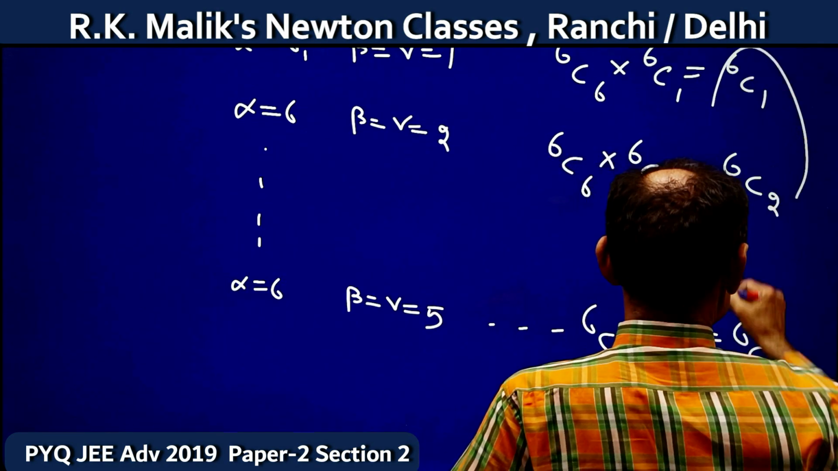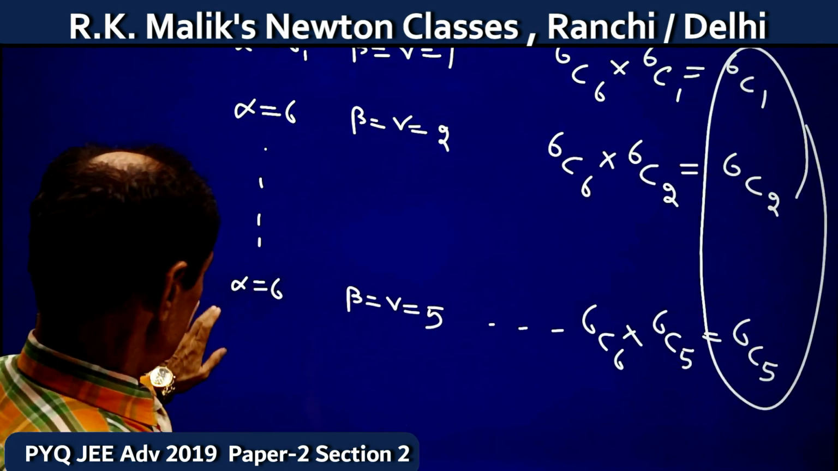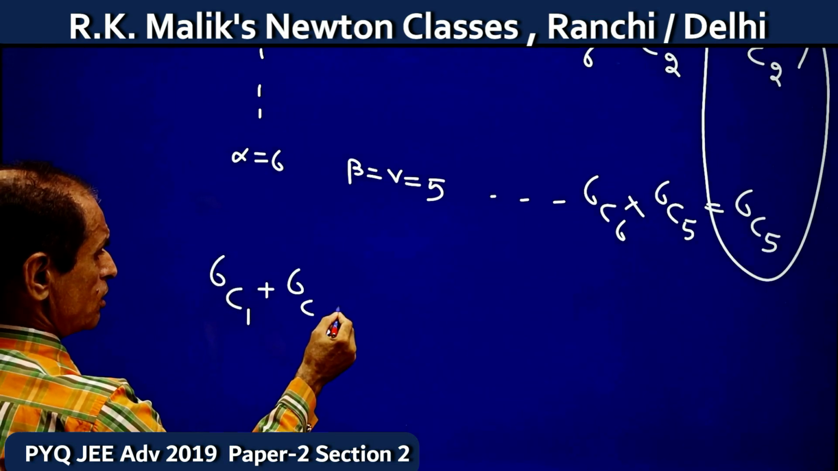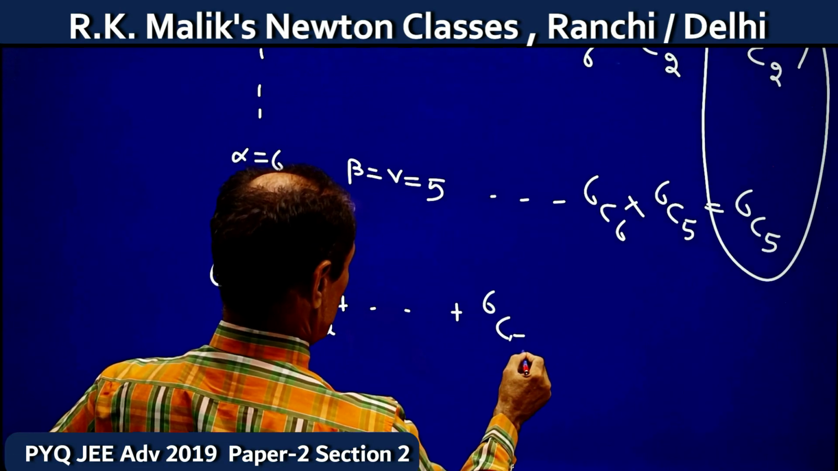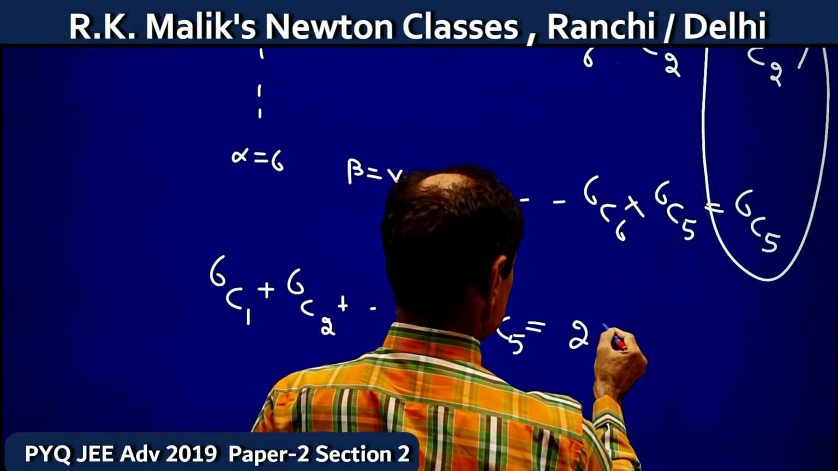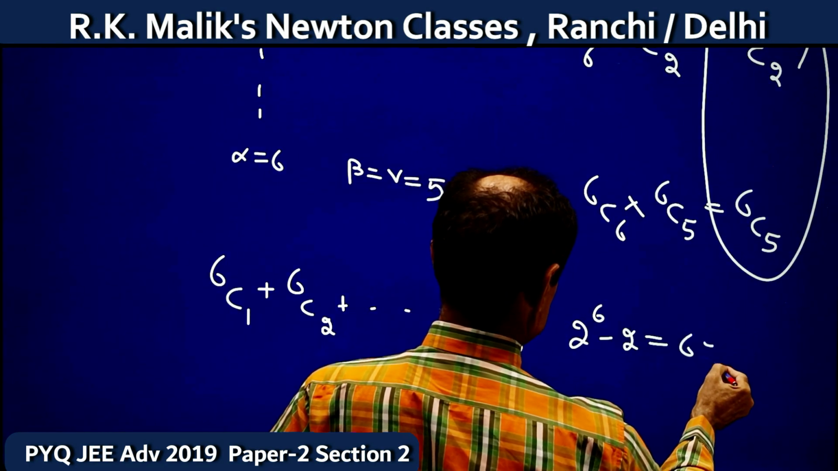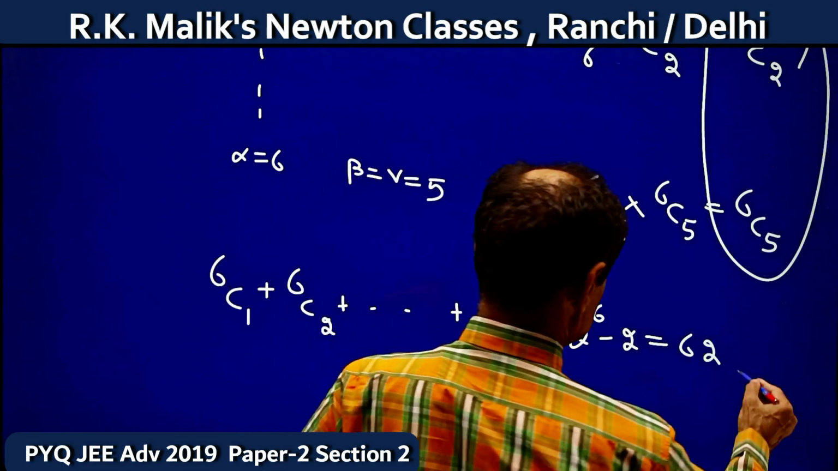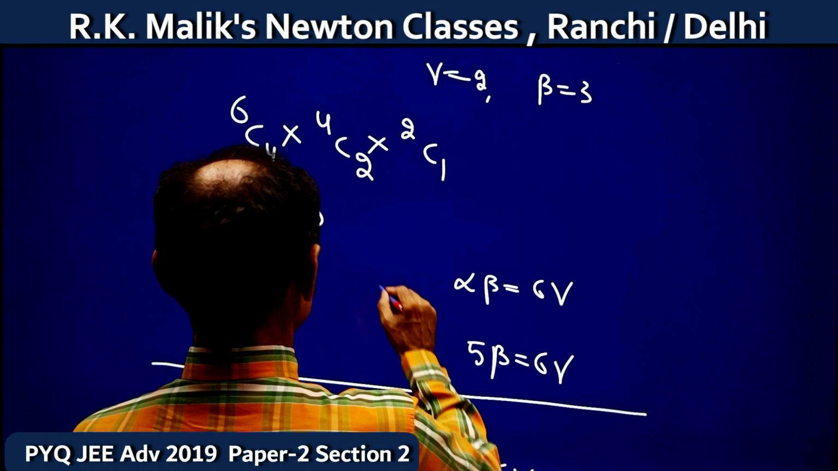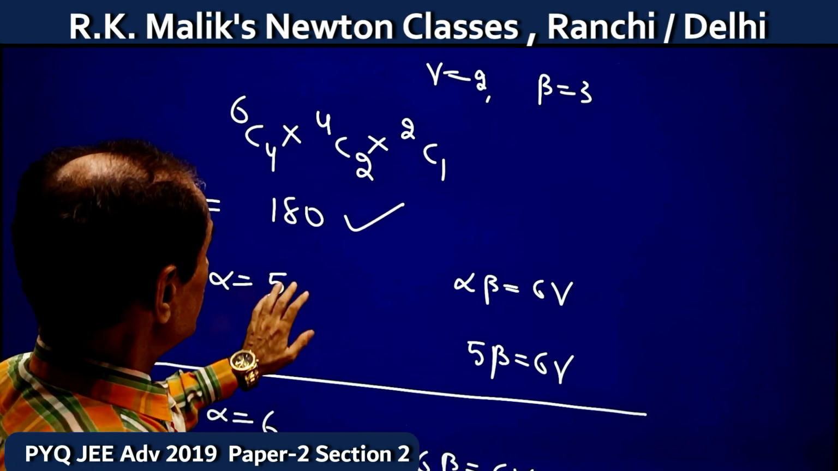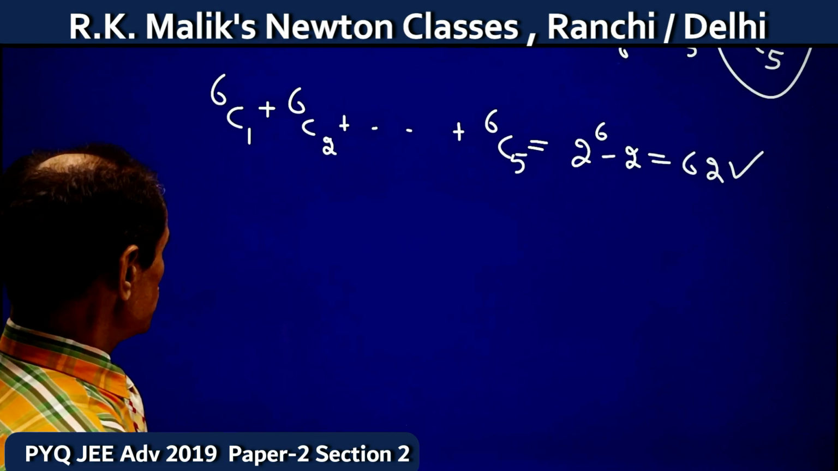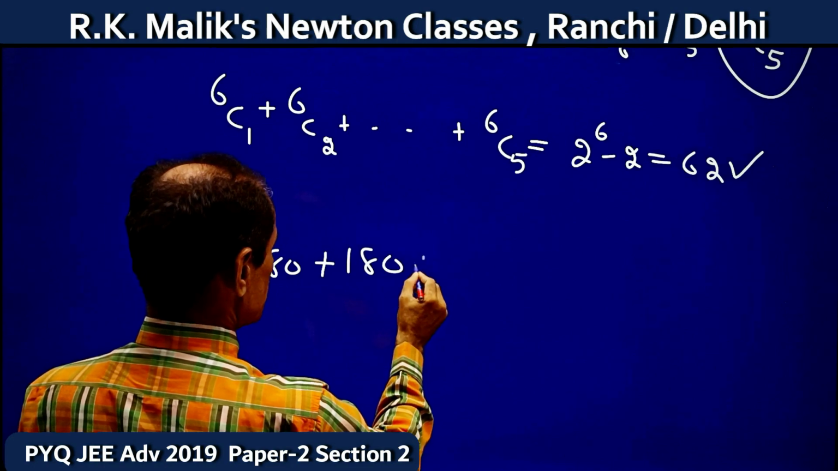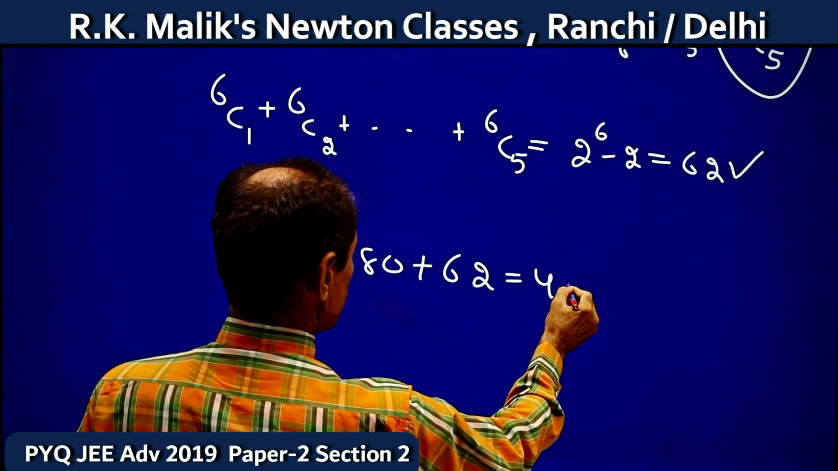Hence, in alpha equal to 6, number of ways in which the set A and B can be made is sum of all these, that is 6C1 plus 6C2 up to 6C5. This is equal to 2 to the power 6 minus 2, that is 62. Hence, total number of ways in which the set A and B can be made is 62 plus 180 plus 180. Therefore, total number of ways becomes 180 plus 180 plus 62, that is 422.